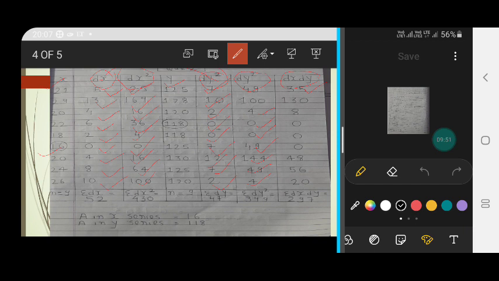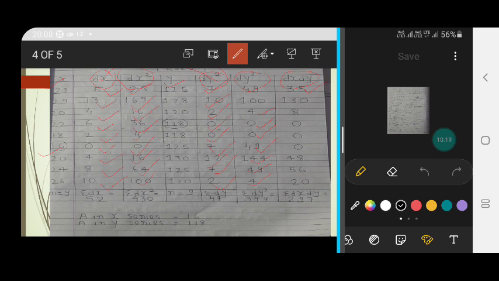13 into 10, 130. 4 into 2, 8. 6 into 0, 0. 2 into 0, 0. 0 into 7, 0. 4 into 12, 48. 8 into 7, 56. Then 10 into 2, 20. This way we have calculated the values of dx dy. Okay. Now what we have to do, we just have to make the summation of the different columns.